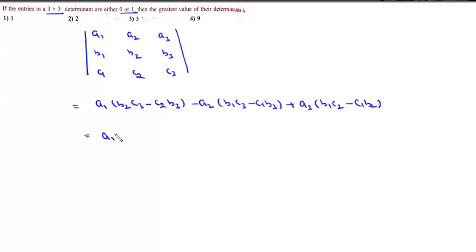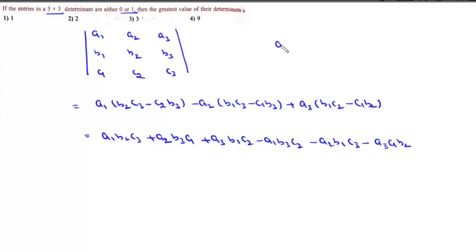Now we can write this as a1 b2 c3 plus a2 b3 c1 plus a3 b1 c2 minus a1 b3 c2 minus a2 b1 c3 and minus a3 c1 b2. Now any ai's, bi's and ci's can take the value 0 and 1. So the value of any product is either 0 or 1. Each value can be either plus 1 or 0. Now this value will be maximum if it is 1, 1 and 1, and here we have 0, 0 and 0. In that case, determinant of A will be 3.